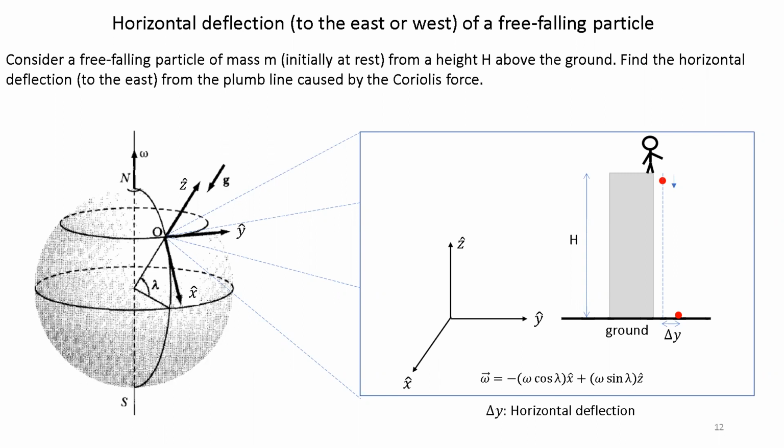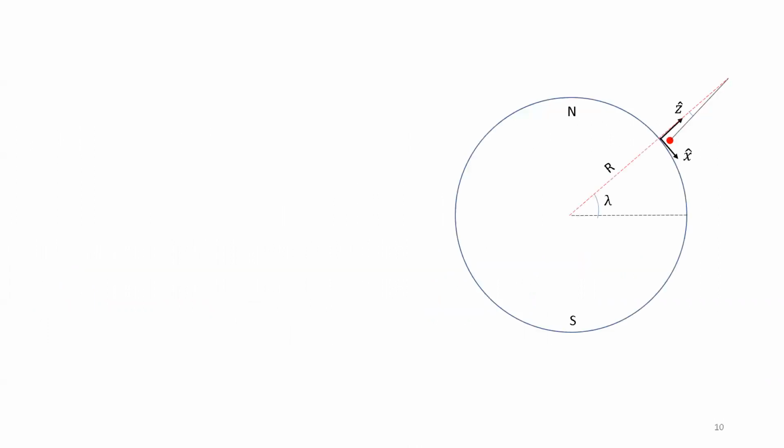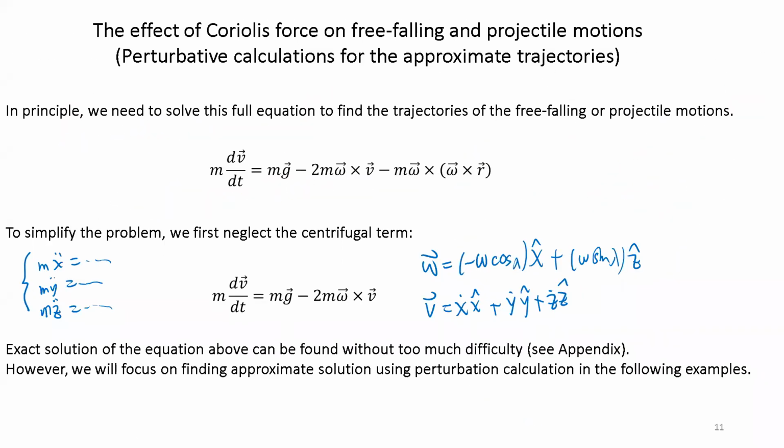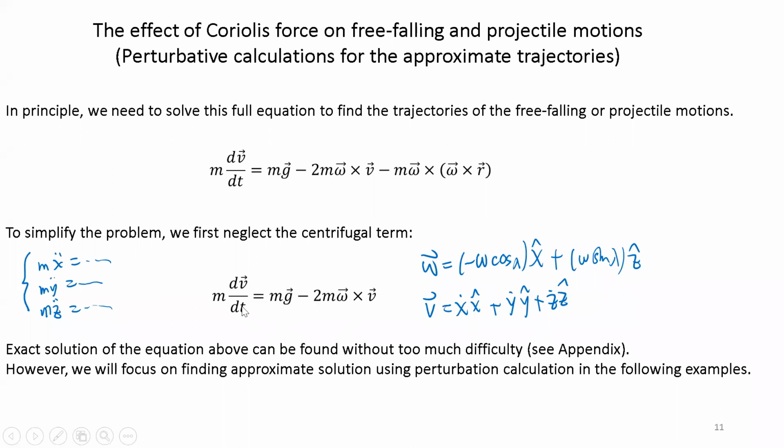So in principle, how do we find out this delta y? You just need to go back to this equation and solve it, with the initial conditions. What is the initial condition that we have? Initial velocity being 0, and also the initial position being at some height. So you can then exactly solve this out.